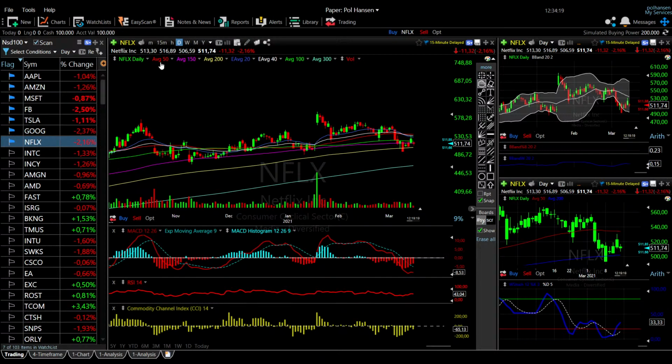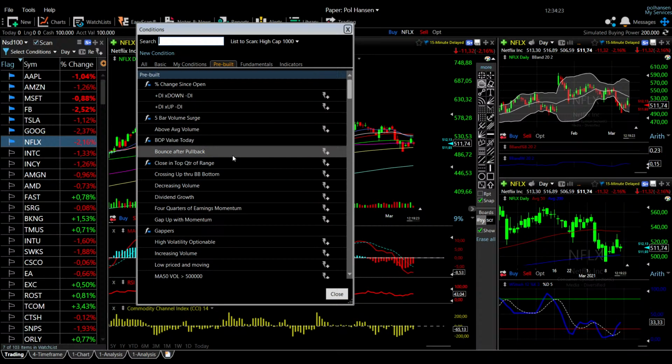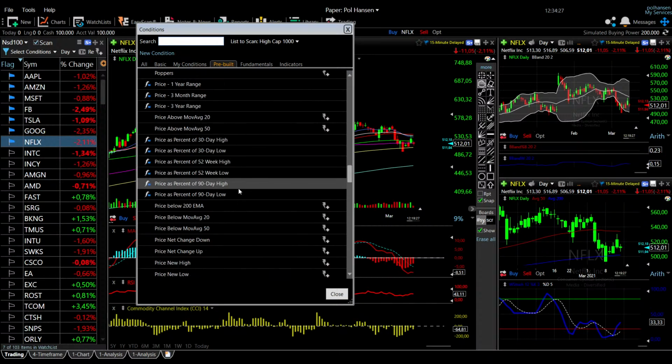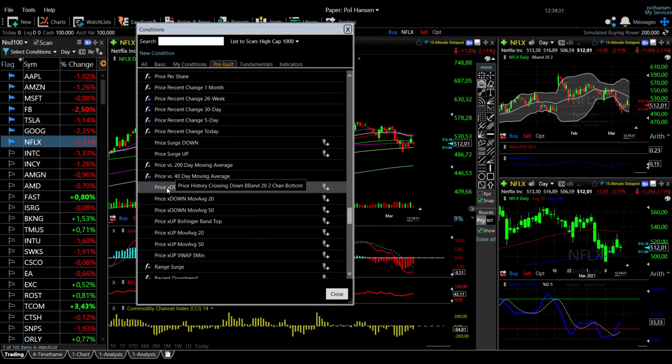So yes, we'll look at the scan. What we're scanning for is stocks, or instruments of any sort, that are outside of the Bollinger Band. TC2000 has a pre-made scan, so you can add different kinds of conditions into your scans and so on. For example, this is price X down below the Bollinger Band.